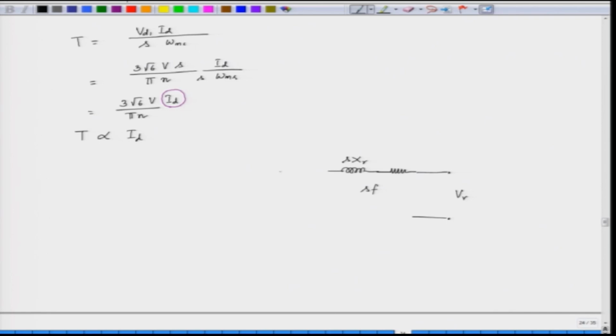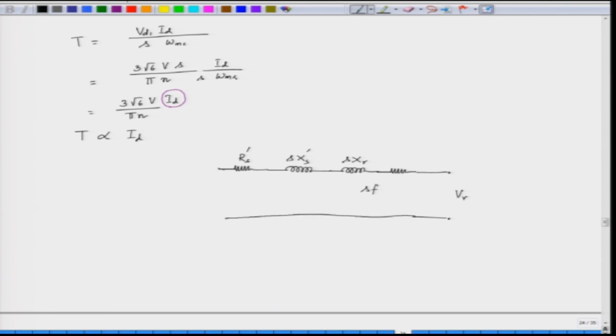Now, we are referring everything from the rotor side. So, the stator reactance is referred as XS prime from the rotor side, at the slip frequency, so we multiply here with S. Then we have the stator resistance referred from the rotor side, R s prime. So, this is what we get here.